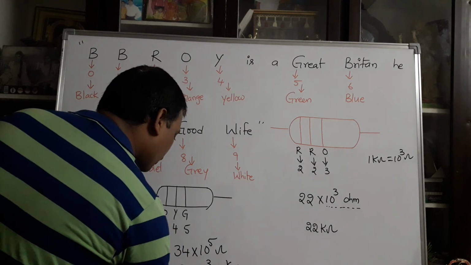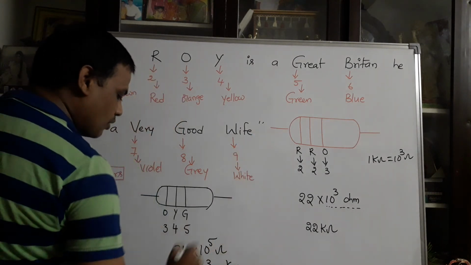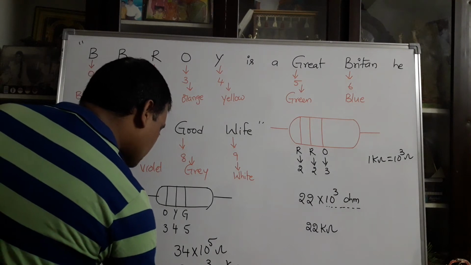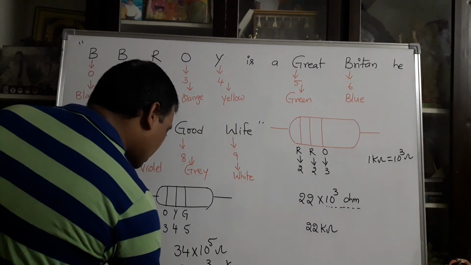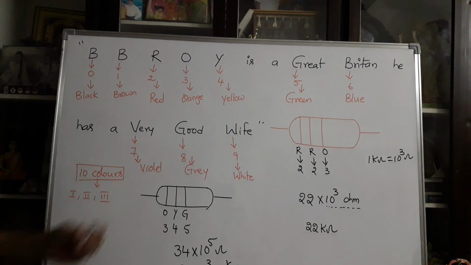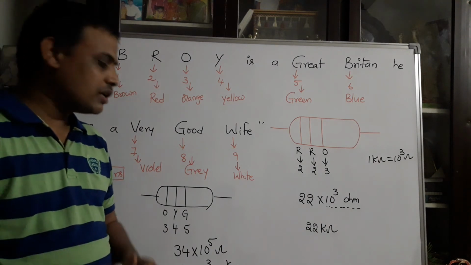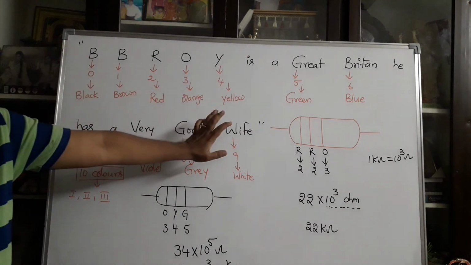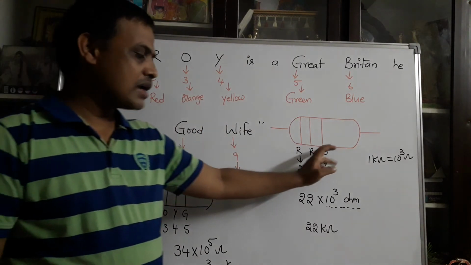10 power 3 ohms can be written as kilo ohms. So 34 into 10 power 2 is nothing but 3400. 10 power 3 ohms can be written as kilo. In this way, you can write the fixed value resistance. So out of these 10 colors, the starting 3 bands are existent.